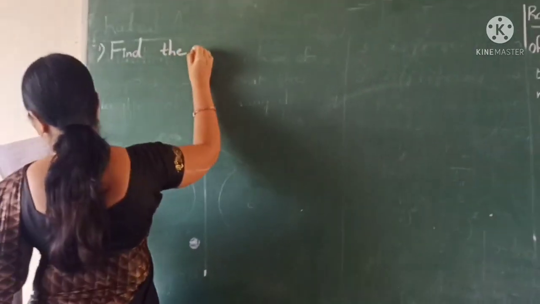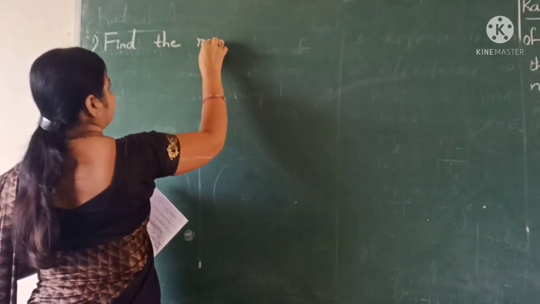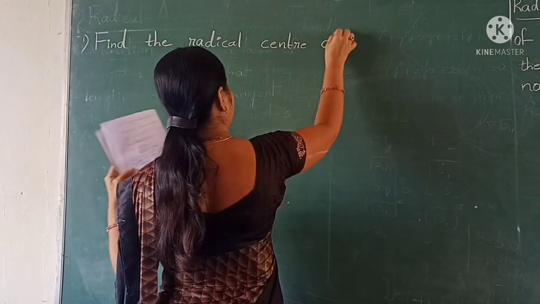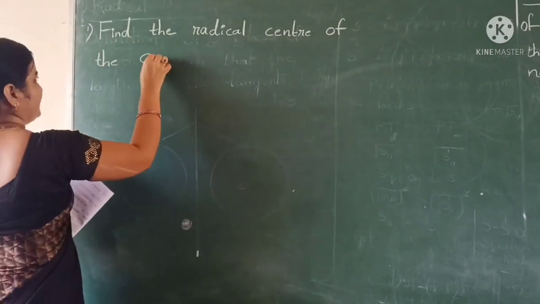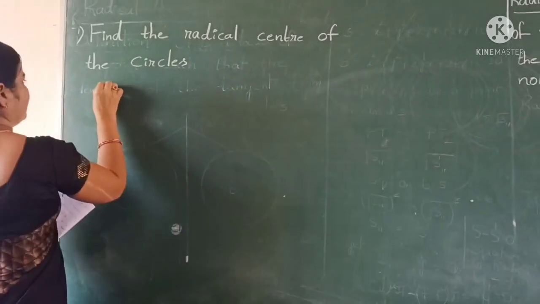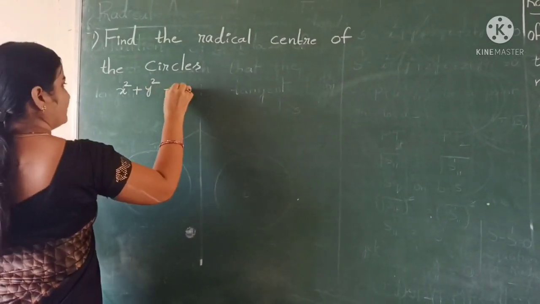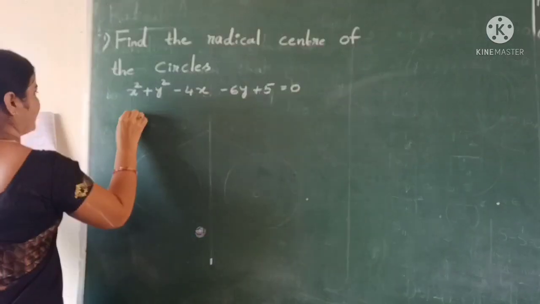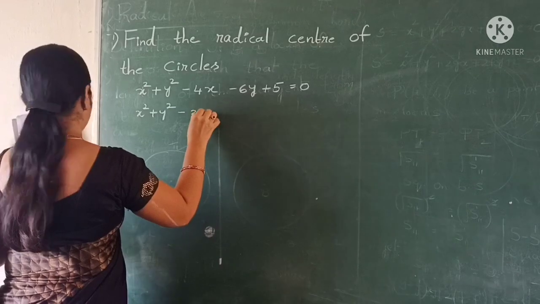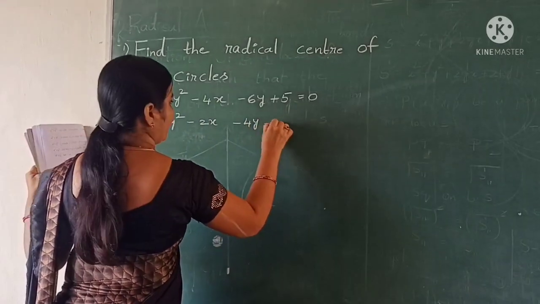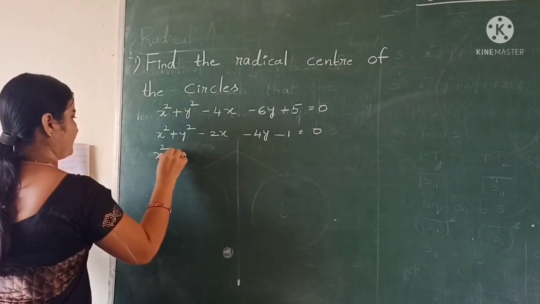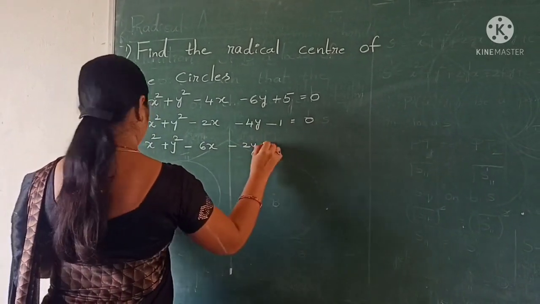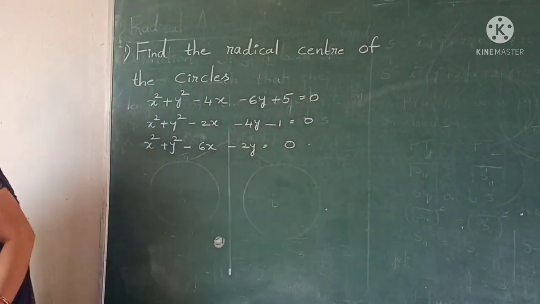Find the radical center of the circles x square plus y square minus 4x minus 6y plus 5 is equal to 0. x square plus y square minus 2x minus 4y minus 1 is equal to 0. x square plus y square minus 6x minus 2y is equal to 0. Okay.